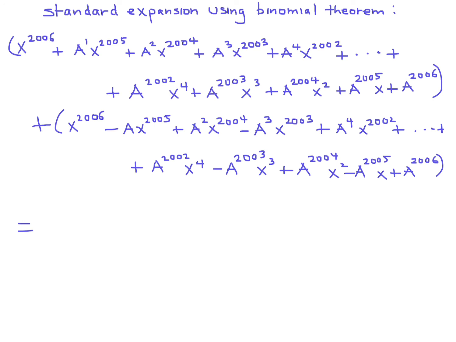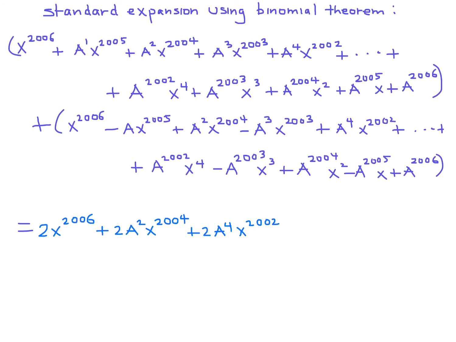Now watch what happens here when we add this guy and this guy. Okay, great. That's 2x to the 2006. And then the next one cancel. So those are gone. Then we add these two. So that becomes plus 2a squared x to the 2004. And then the next one, which is this and this, cancel. And then we add the next two, which is that. So that would be plus 2a to the fourth x to the 2002.